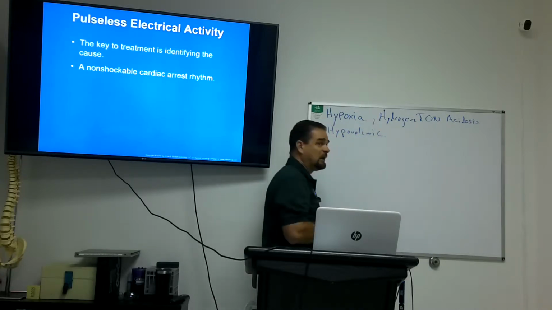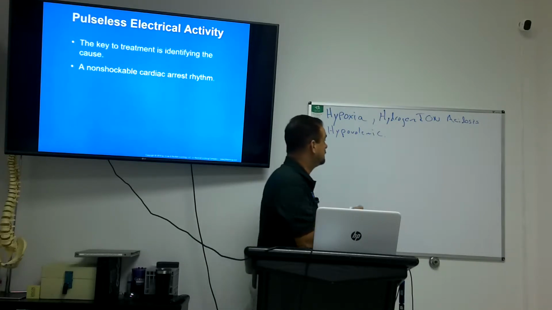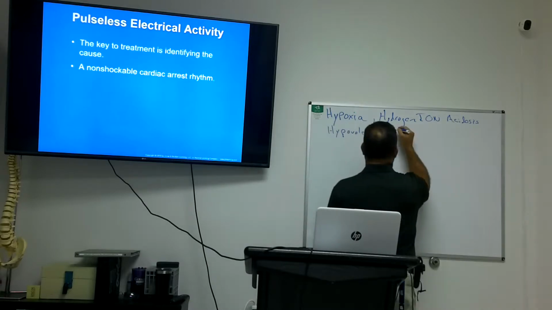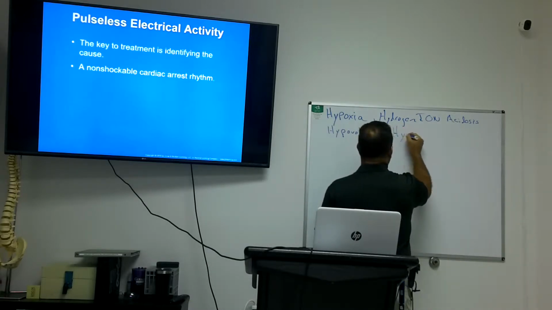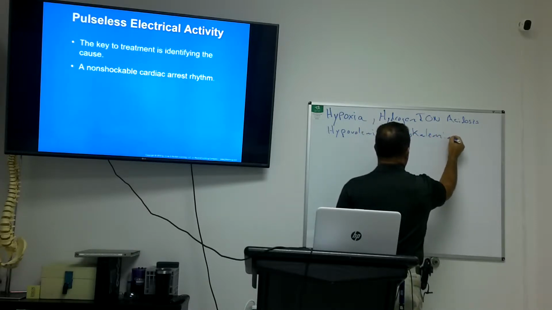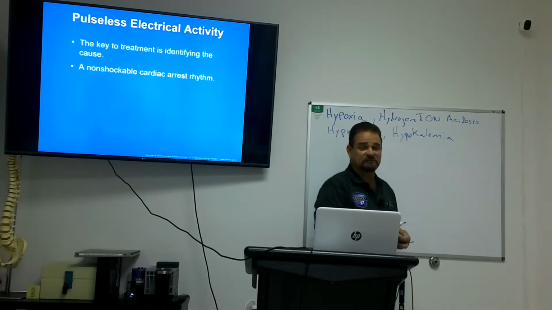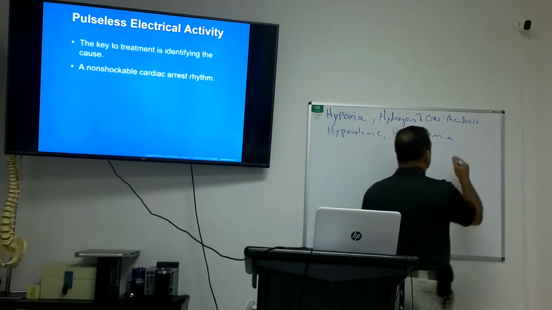Next one could be a patient who is hypovolemic. They've lost all their blood. They don't have any more blood. Next one that needs to be ruled out is hypokalemia. They have a potassium ion deficiency. Something has gone wrong with their potassium system, and we find this a lot with our renal failure patients.